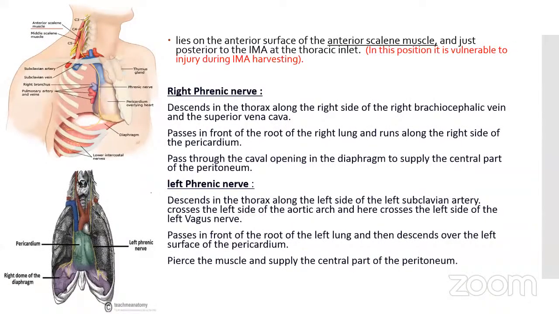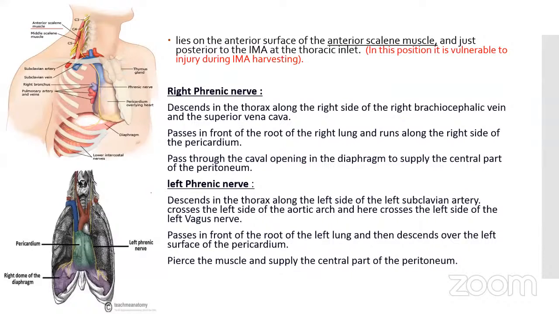It lies on the anterior surface of the anterior scalene muscle and just posterior to the internal mammary artery at the thoracic inlet. So in this position, it is at risk of injury during the LIMA harvesting. The right and left phrenic nerves have a different course in the thorax, but as a general rule, they descend as lateral as possible while keeping in contact with the mediastinal pleura. Both travel anterior to the hilum on their respective sides.